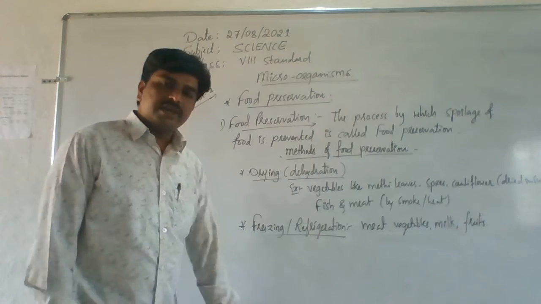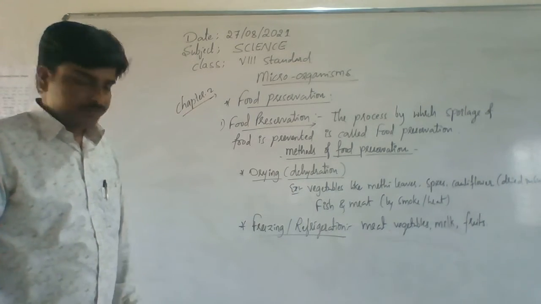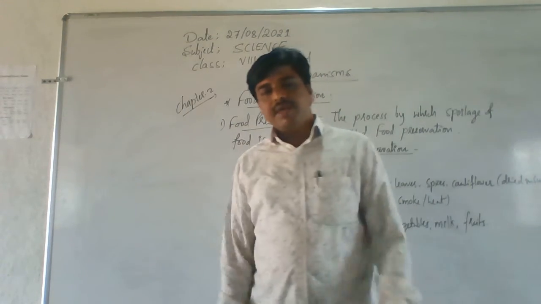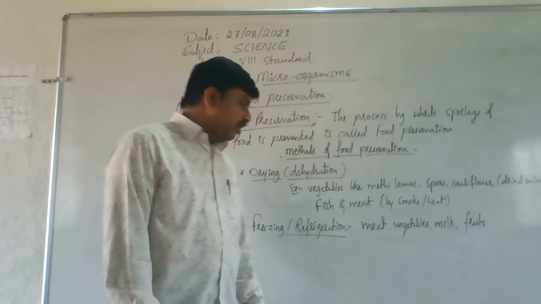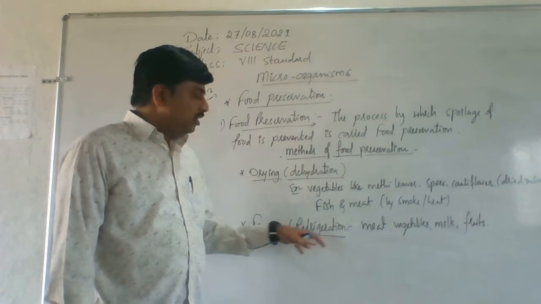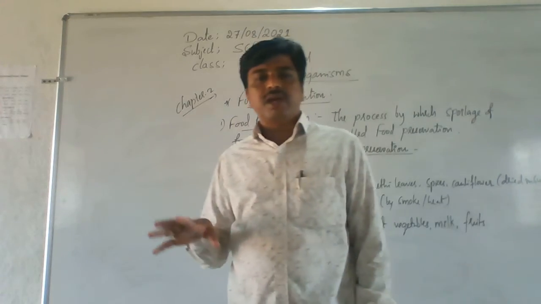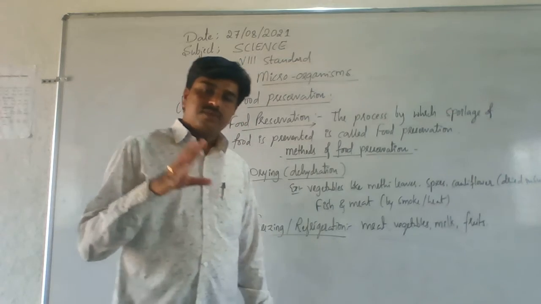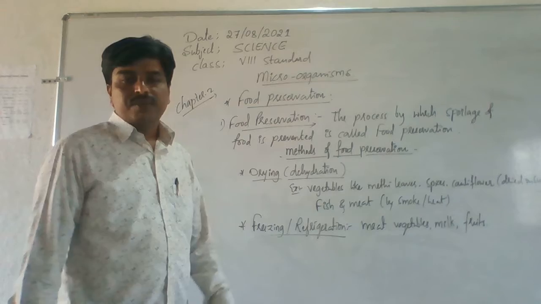Let's come to the second method. What is it? Freezing, or you can say refrigeration. Freezing or refrigeration. That means cooling. At very low temperatures, some microbes cannot grow. Understand? Because this freezing or refrigeration prevents the multiplication and growth of these microbes. So that method we call freezing or refrigeration.